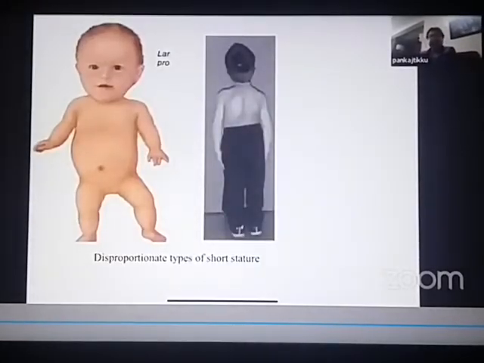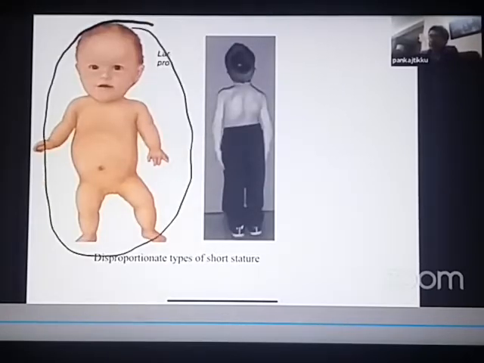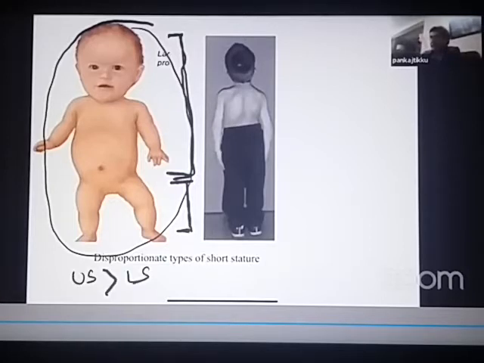This is how the disproportion looks. You can see the disproportion in the body. You can see the upper segment is much bigger in comparison to the lower segment. You see? So the upper segment here is more than the lower segment.